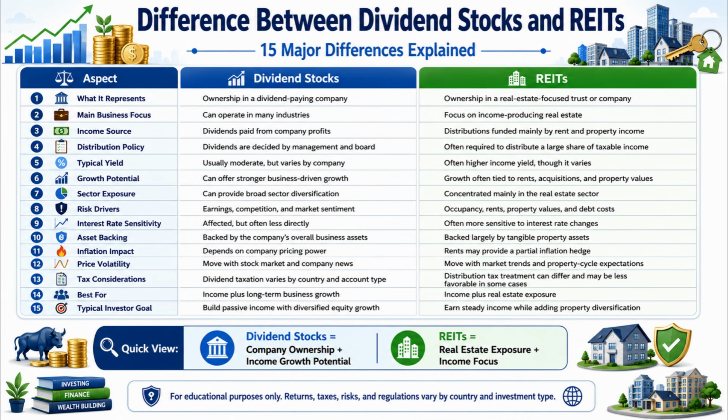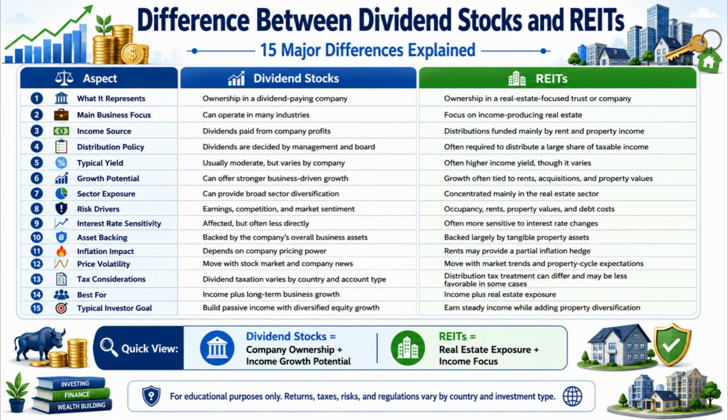Number 5. Dividend stocks usually offer moderate yields that vary by company, whereas REITs often provide higher income yields, although they also vary. Number 6. Dividend stocks can offer stronger business-driven growth potential, whereas REIT growth is often tied to rents, acquisitions, and property values. Number 7. Dividend stocks can provide broader sector diversification, whereas REITs are concentrated mainly in the real estate sector.